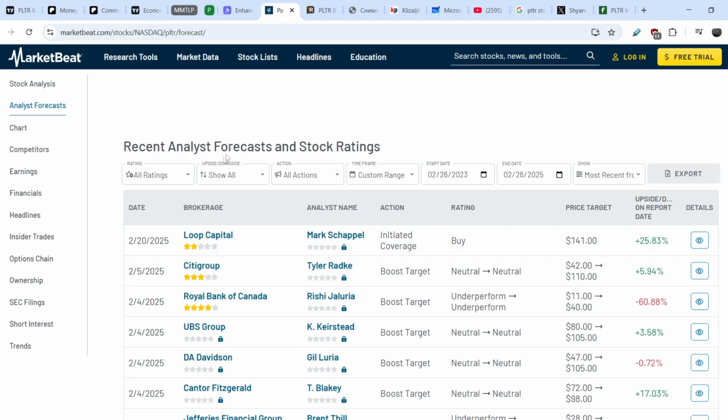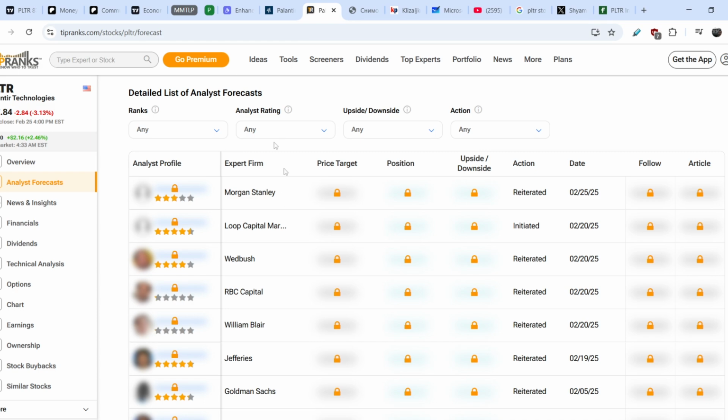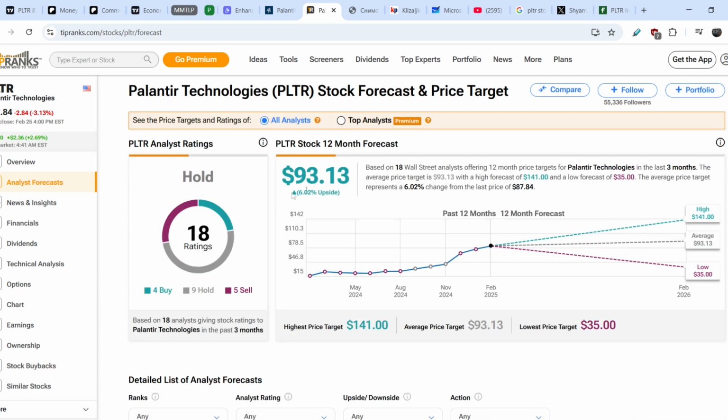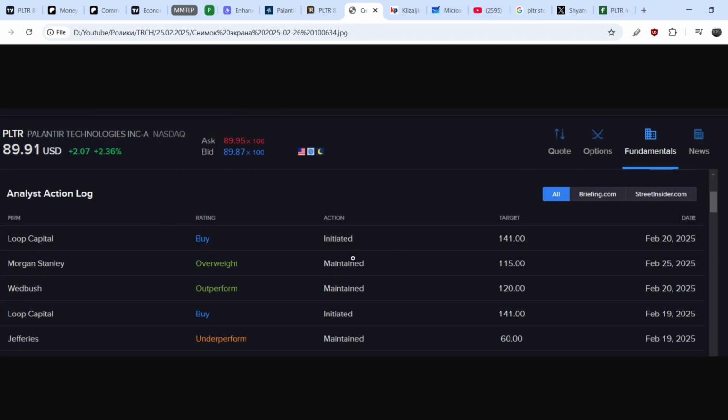And let me show you that for now, right after this decrease in its price, we have several updates according to major analytic firms. And right here you can see that according to TipRanks, we have an average consensus price target at $93.13, which is about 6.02% of upside potential. And guys, unfortunately, we don't have the price targets that were made by these companies, but you can find it on your brokerage account. And here are the most recent updates.